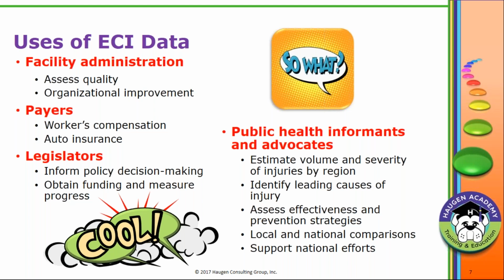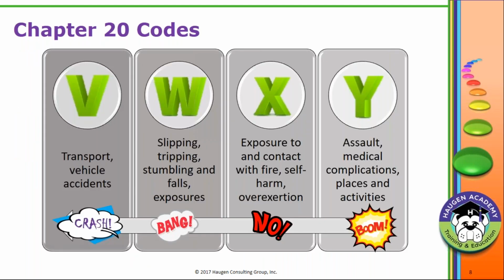That can help your facility administration in identifying areas where they can improve patient safety. Payers, particularly workers' comp and auto insurers, are more likely to be looking at your external cause of injury codes to see exactly how the injury occurred. Your legislators may use it to inform their policy decision making and help obtain funding and measure progress. And then public health informants and advocates may also be using this data, again with a focus on injury prevention.